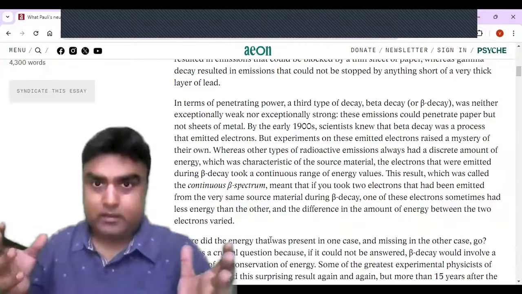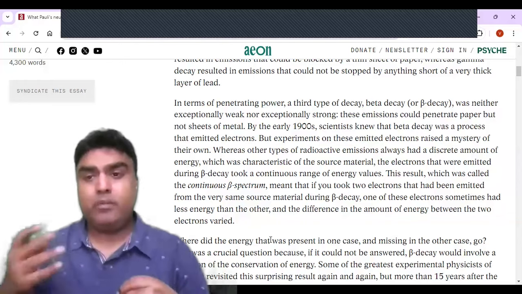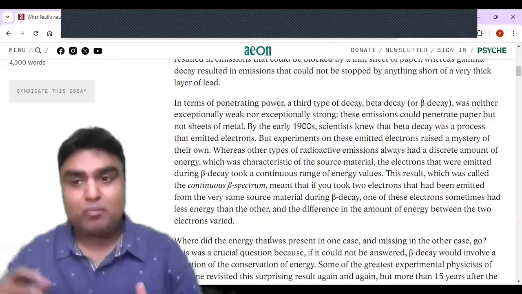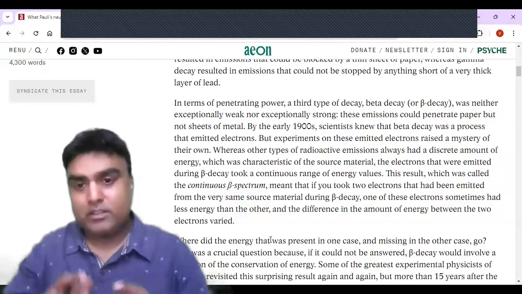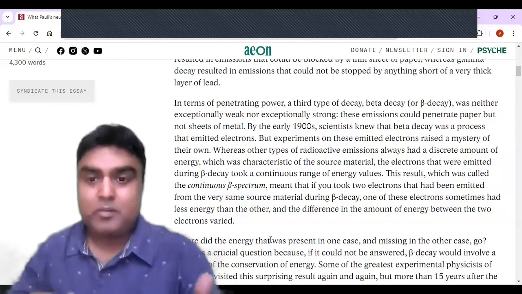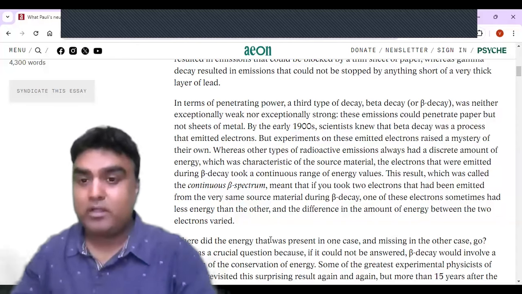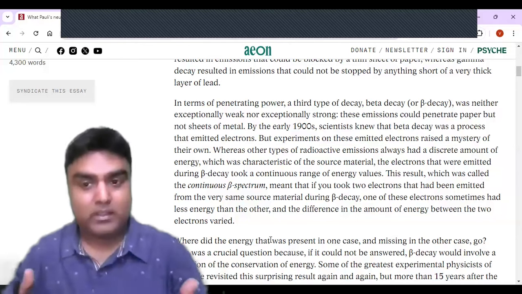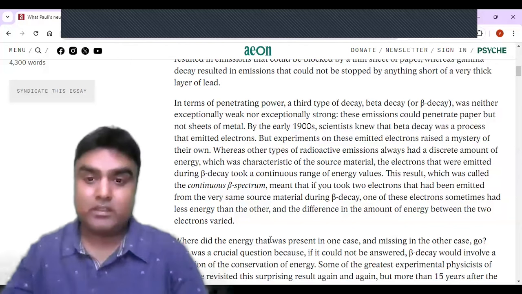Now we're talking about the second paragraph. Let's read it. In terms of the penetrating power, the third type of decay, beta decay, was neither exceptionally weak nor exceptionally strong. Okay. These emissions could penetrate paper, but not sheets of metal. Okay. By the early centuries, scientists knew that beta decay was a process that emitted electrons. Okay. But experiments on these emitted electrons raised a mystery of their own. Whereas other types of radioactive emissions always had a discrete amount of energy, which is characteristic of the source material, the electrons that were emitted during beta decay took a continuous range of energy values.